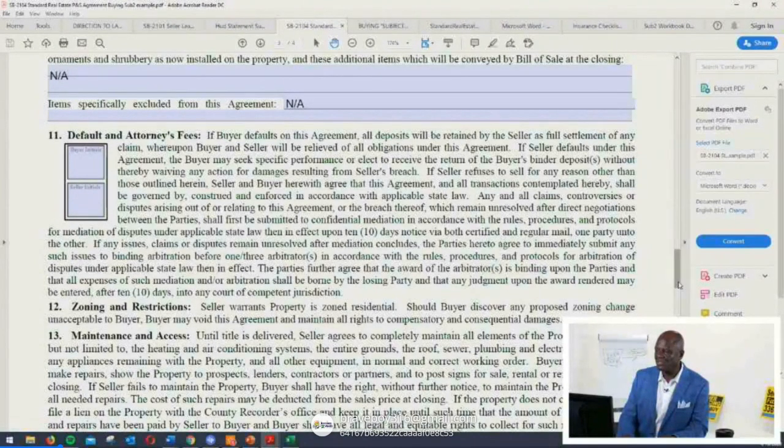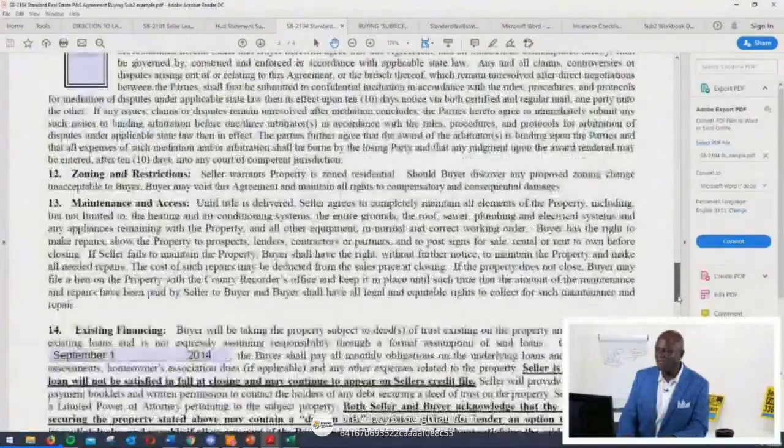All right. We've agreed that the seller is going to leave the property in a broom swept condition in this contract and that they're going to provide us with access to the property.